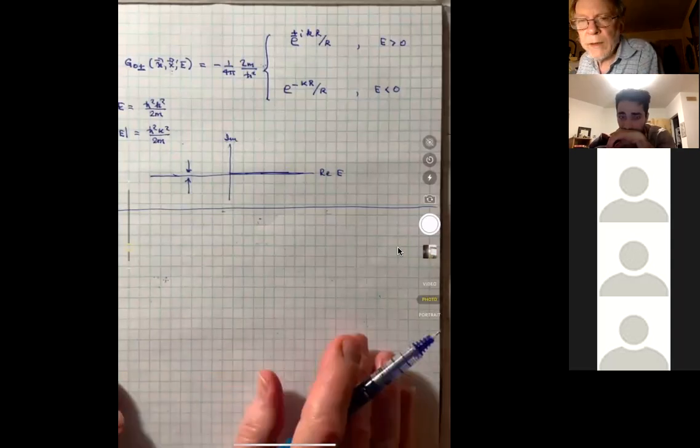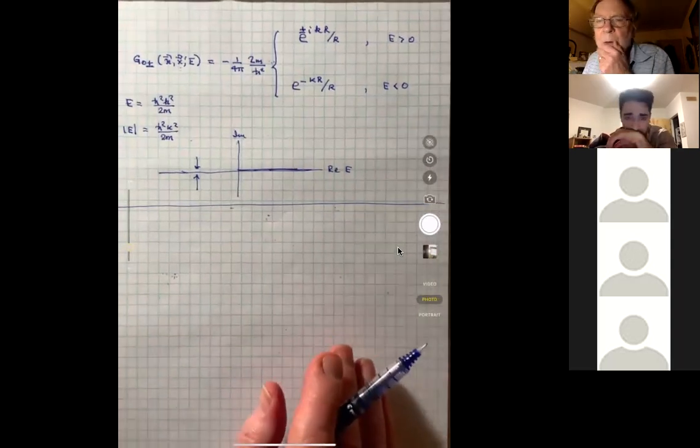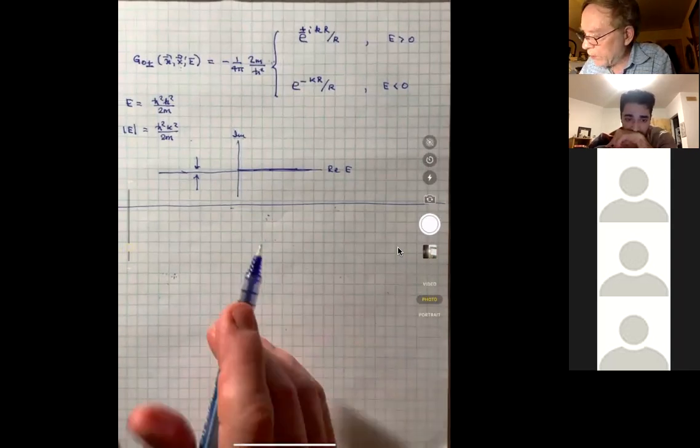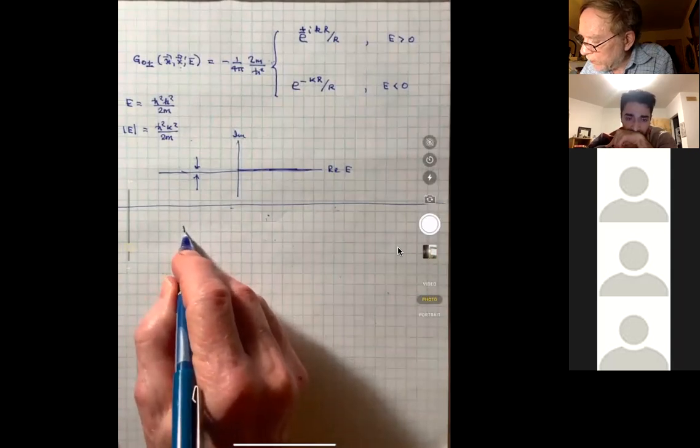All right, then let me proceed. So now the question is, what's it good for? It's a long build-up. Let's show you now how we use it. We want to use it to solve a scattering problem.